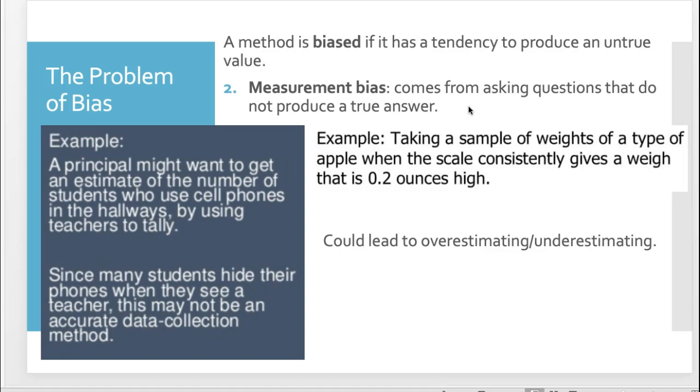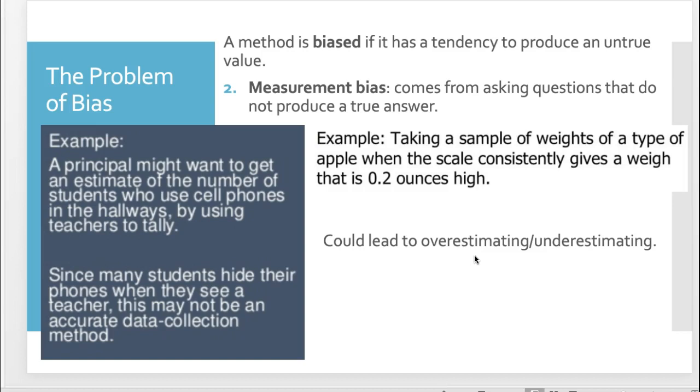So we need to think about how we're collecting the data, how we're measuring the data. One example of measurement bias is taking sample weights of a type of apple when the scale consistently gives a weight that is 0.2 ounces high. In this case, the scale is obviously off balance, and it's always going to overestimate the weight of the apple. So it's biased, because we're going to be overestimating maybe the mean weight of apples.